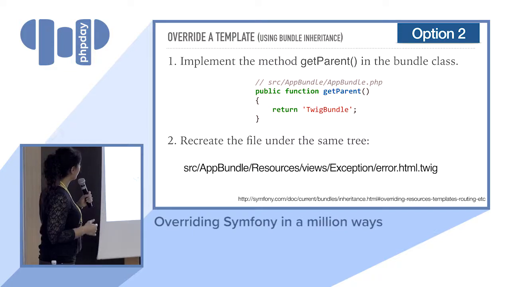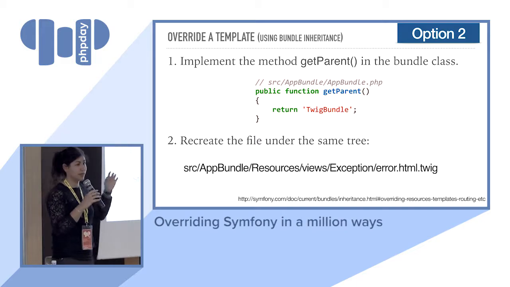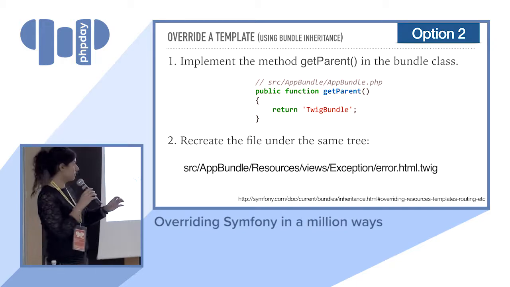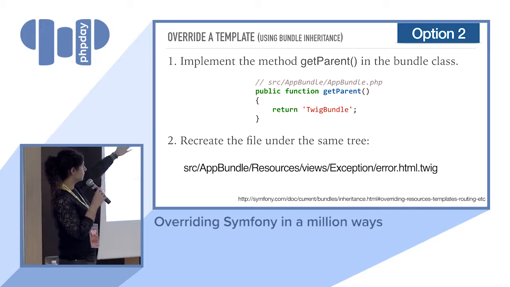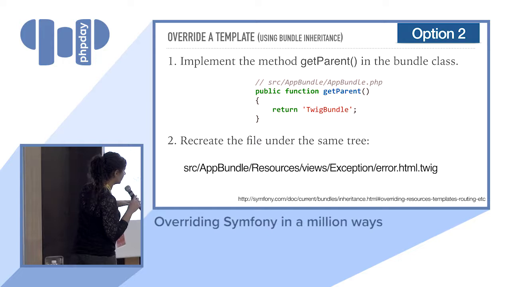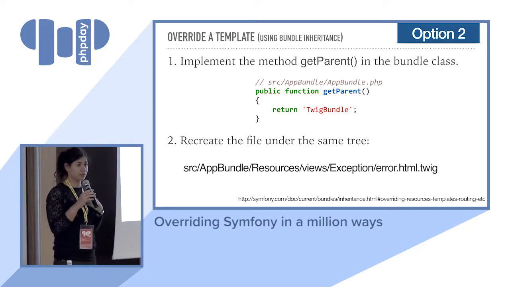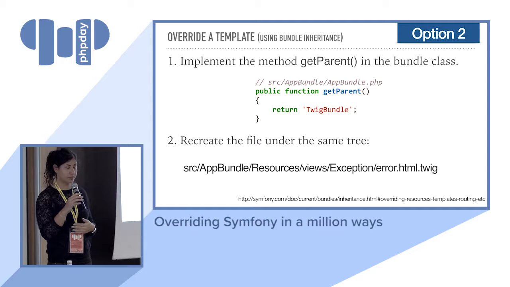Option 2 is quite different. Here, I rely on the bundle inheritance. So first, I need to implement this method in my bundle class. If my class is app_bundle, it will be in the class app_bundle.php. And then I just say, okay, I'm going to override the twig bundle. So get parent twig bundle. And then I just have to recreate exactly the same path to the template in my bundle, in SRC. And it will work.